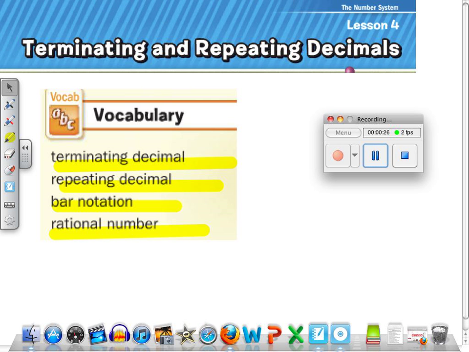You may have run across some of these terms before, and some of them may be new. Leave enough room so you can write the definition as we come across these definitions in the next couple of pages.